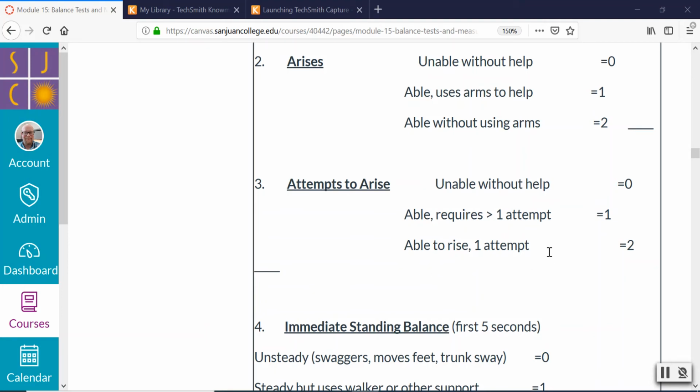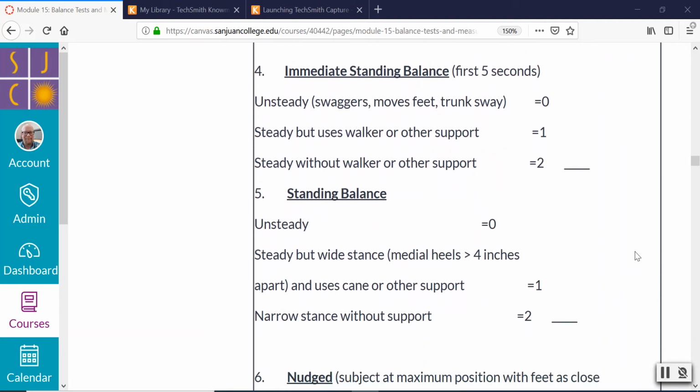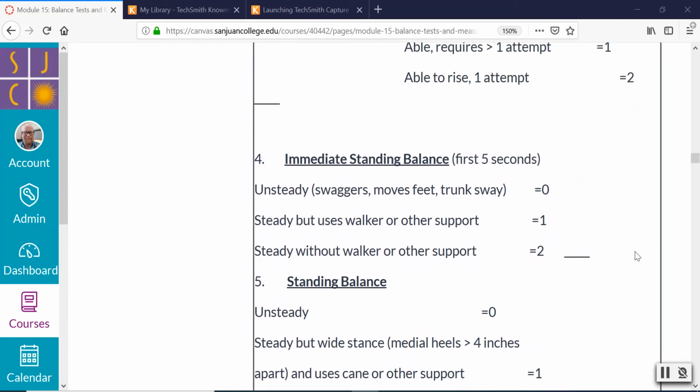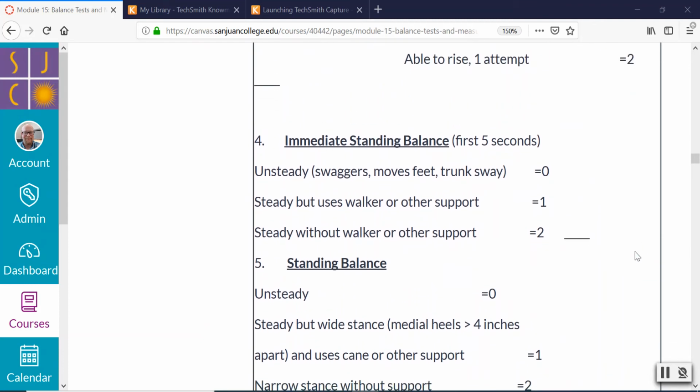If they're able to rise in one attempt with no problems, they get 2 points. So immediate standing balance: if they stand up and their balance is unsteady and they're starting to move, and you see that cone of sway that we talked about, that postural sway, then you know that they get a 0 here.